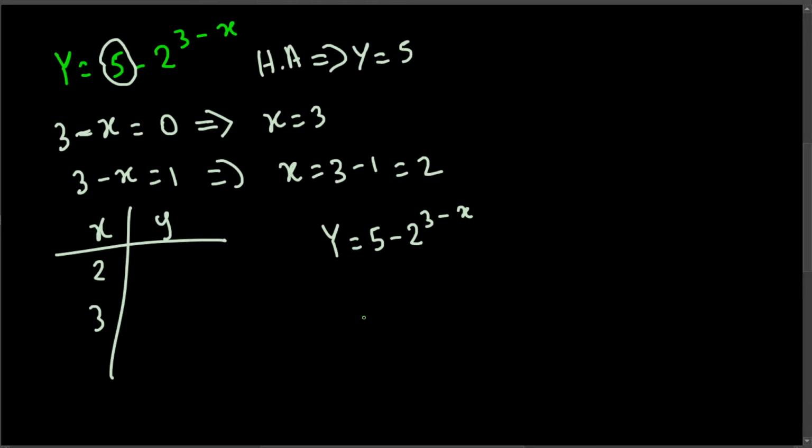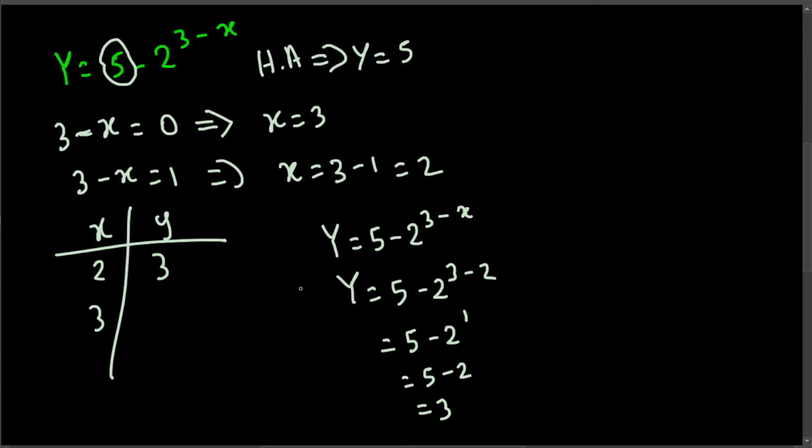Now let's go ahead and plug 2 first. So y is equal to 5 minus 2 power 3 minus 2. That's going to give us 5 minus 2 power 1, that is equal to 5 minus 2, that is equal to 3. So the first y value is 3.